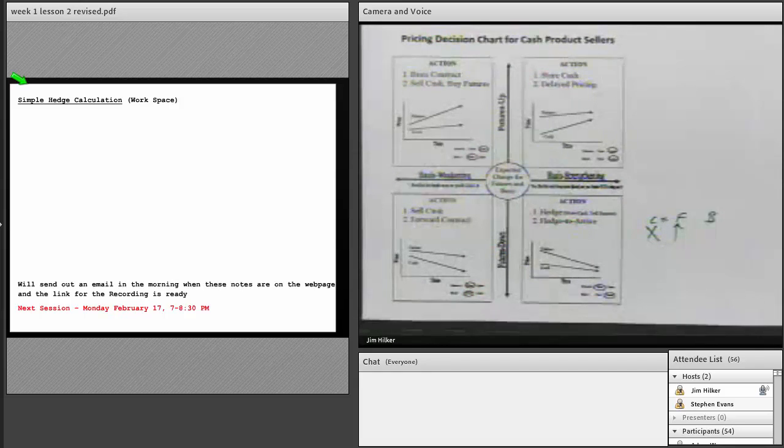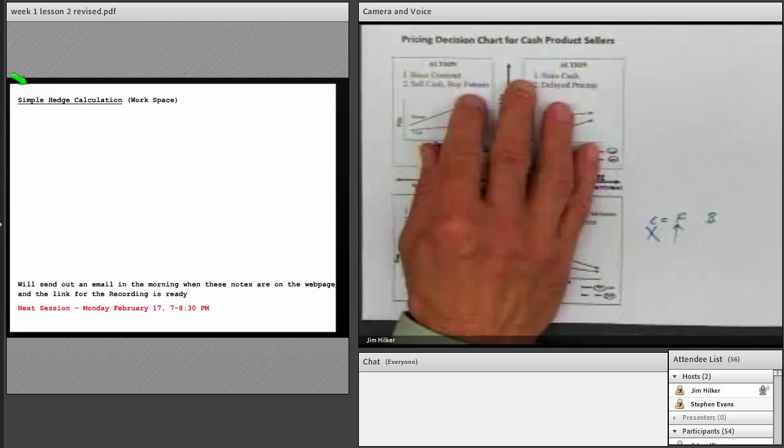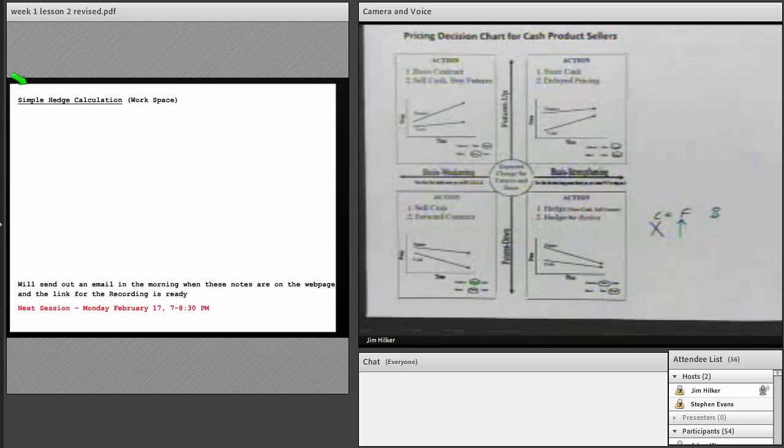So that's where we're going to jump into next time. I'll quickly review hedging as it relates to this chart here. Then we'll jump into defining the different tools. Then we'll go through all those tools, and we'll look a little bit about today's situation.